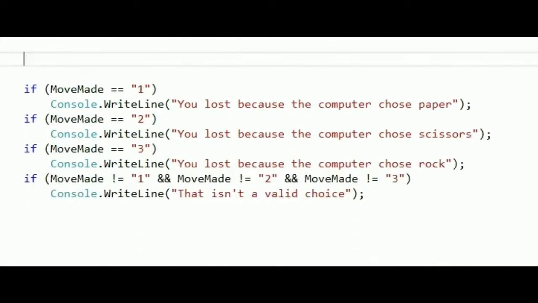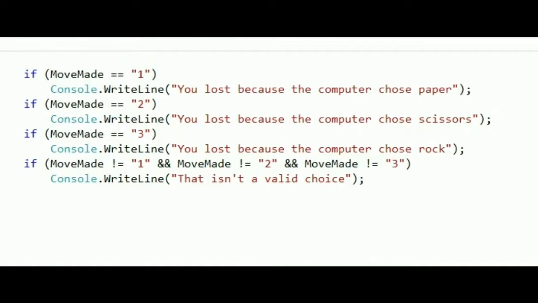Have a look at this example. If the user chose 1, then the computer will win in this case because it chose paper. If on the other hand the user chose 2, then the computer is going to win because it chose scissors. If the user chose 3, then it will win because the computer chose rock. And if they didn't enter 1, 2 or 3, then the computer will tell them that they didn't make a valid choice. And this is one way to achieve the desired result.